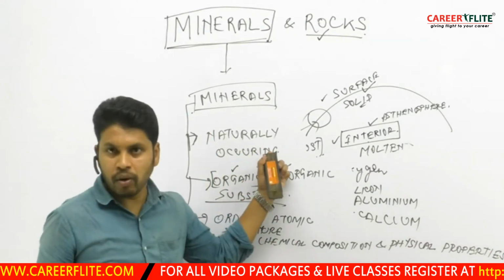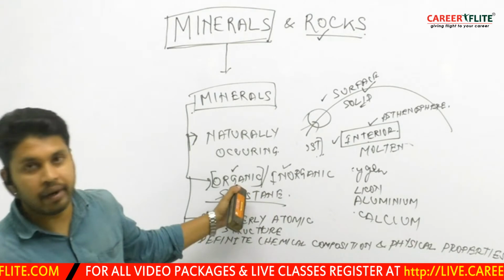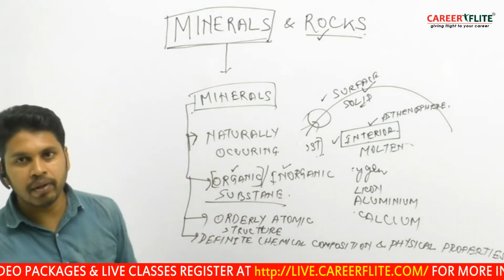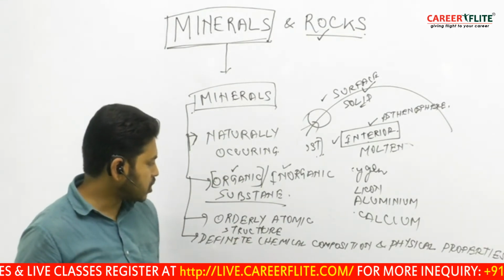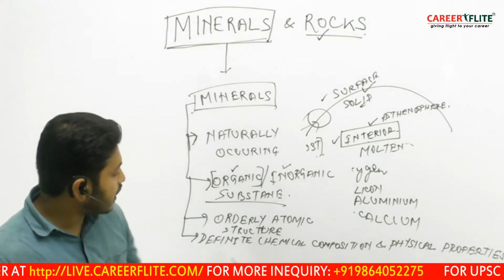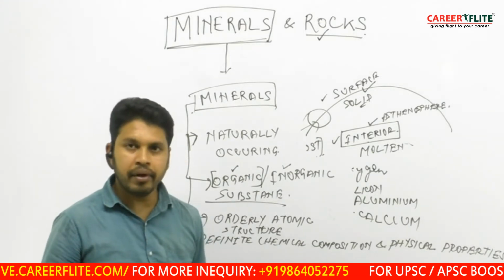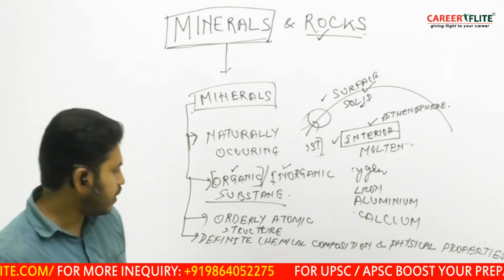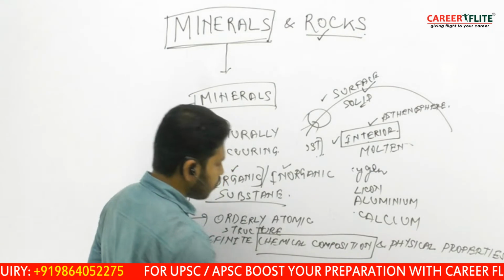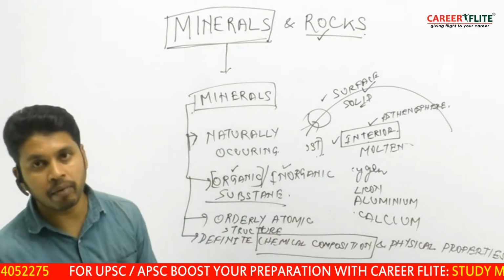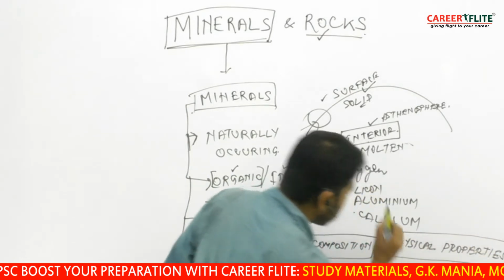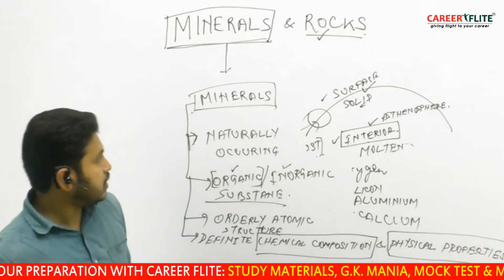Minerals are naturally occurring substances. They can be organic or inorganic. The atoms present in the minerals will have an orderly atomic structure, arranged in an orderly fashion. Then it will have a definite chemical composition and physical properties. Each and every mineral will have a definite, fixed chemical composition. They will have a formula, chemical composition, and a definite unique physical property. Each and every mineral will have a unique physical property. So this is the definition of minerals.